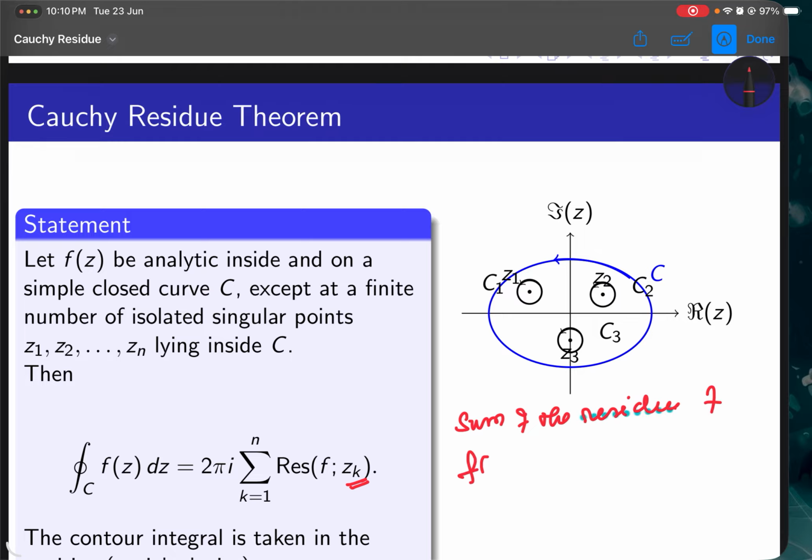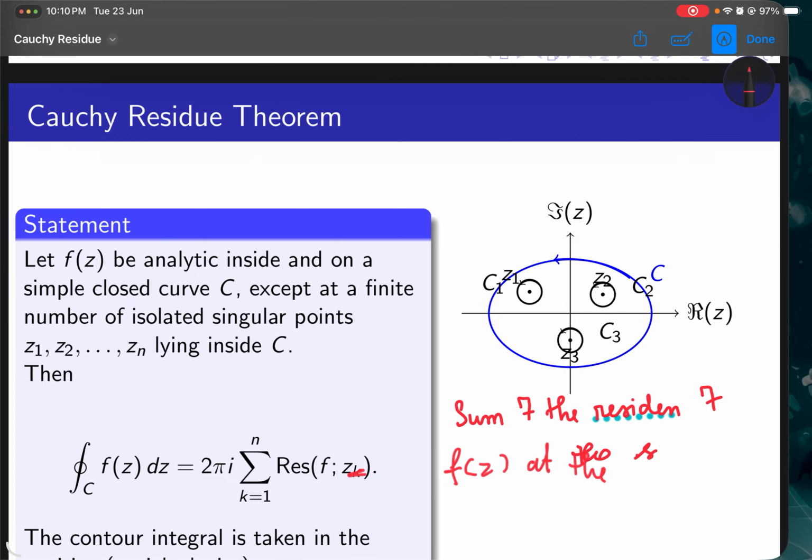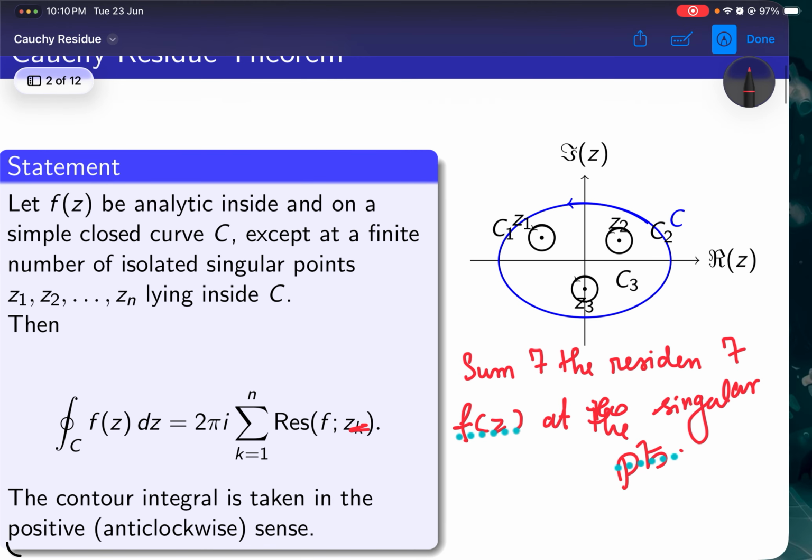f of z at the singular points. Remember, the contour integral is taken in the anti-clockwise direction. So already I told you anti-clockwise direction means a positive sense. So this is the clockwise, and in this direction we can call it anti-clockwise direction. Okay. So before that we move on to the topic.